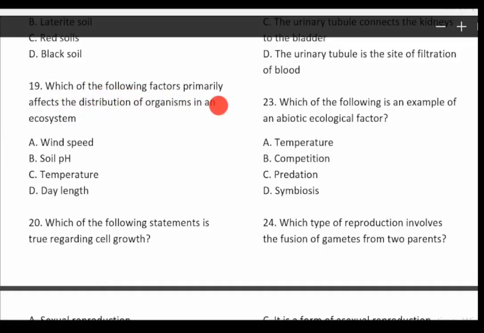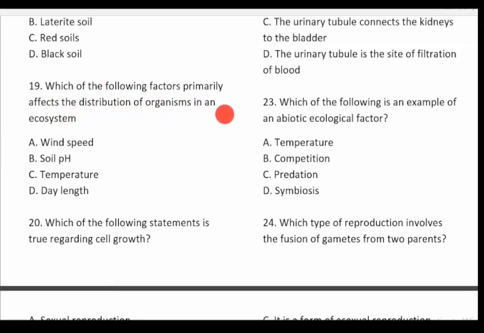Which of the following factors primarily affects the distribution of organisms in an ecosystem? A. Wind speed. B. Soil pH. C. Temperature. And D. Day length. When we look at the factors that can affect organisms in an ecosystem, or in all the ecosystems, we discover that wind does not really do that for all the organisms. It is also not soil pH, but temperature affects all the habitats as well as all the organisms. So that is the answer to our question there.